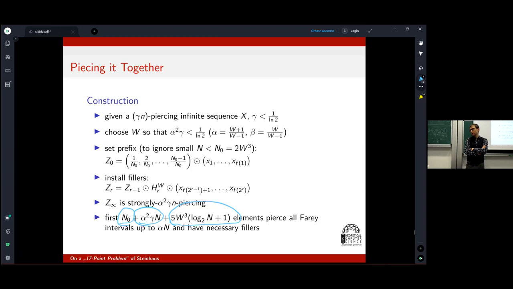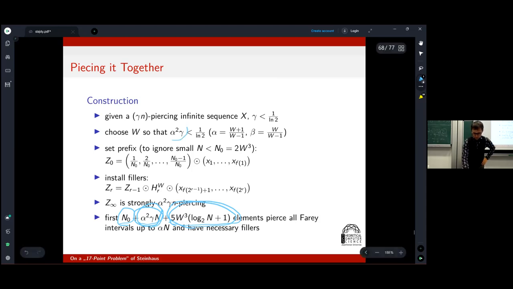And now I will use the lemma. So almost all intervals of length one over n are pierced because of this, because I have first gamma and alpha gamma n elements of the X sequence. And those gaps will be filled by the fillers. And this is all. So this way I transform a piercing sequence into a strongly piercing sequence.